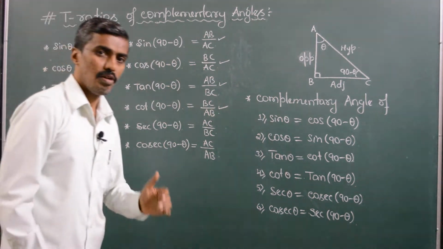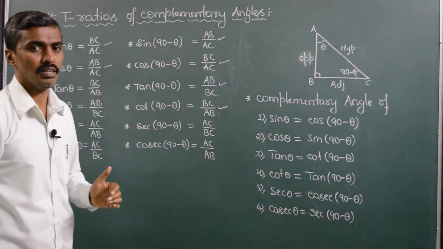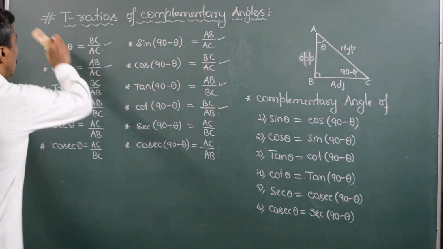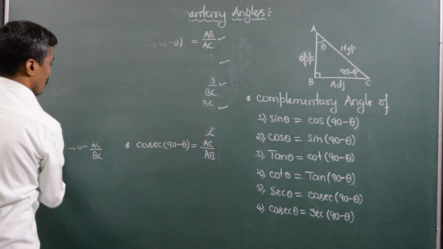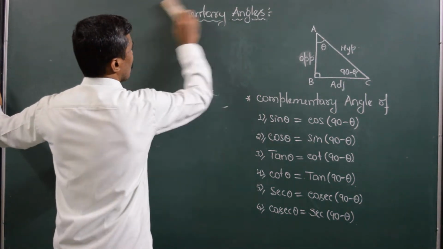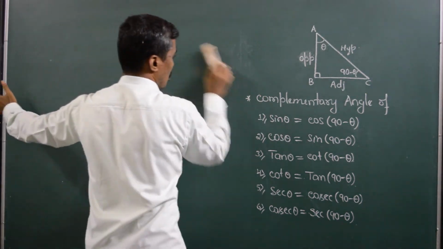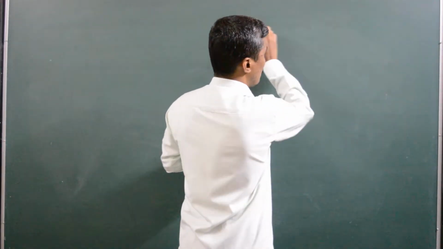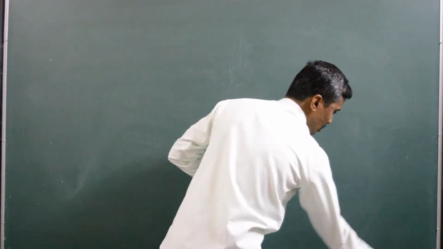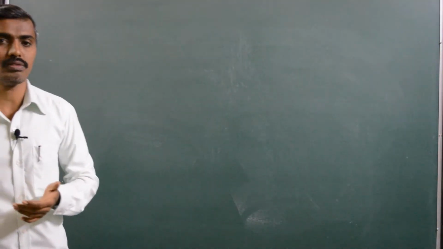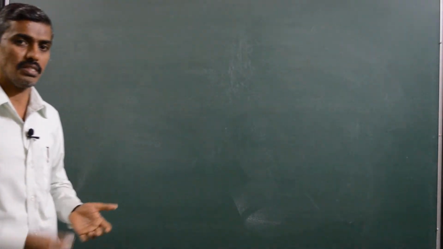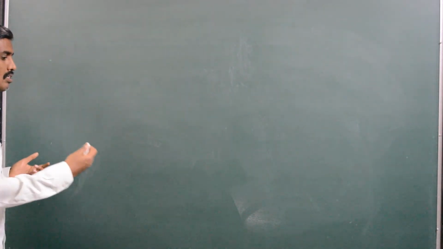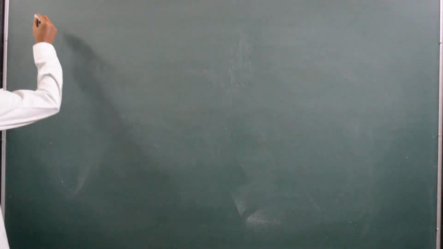Now I will move on to the problems based on standard angles as well as complementary angles. For 1 mark, it can also be asked: what is the complementary angle of sin theta? The complementary angle of sin theta is cos of 90 minus theta. Similarly for the rest of the trigonometric ratios. These are 1 mark questions.